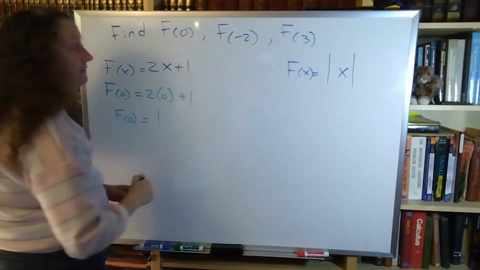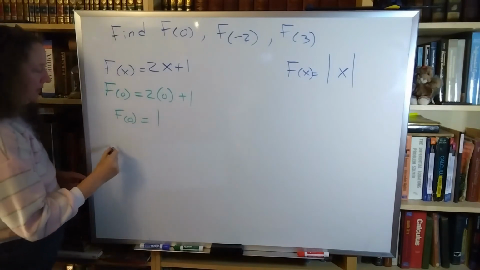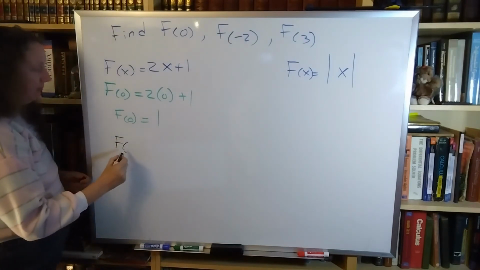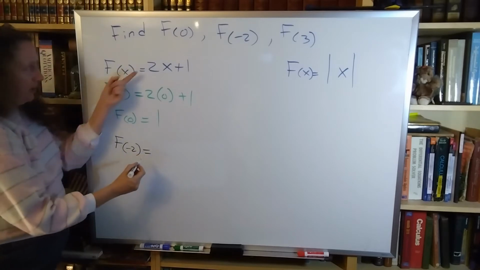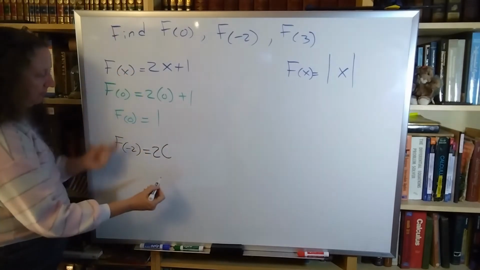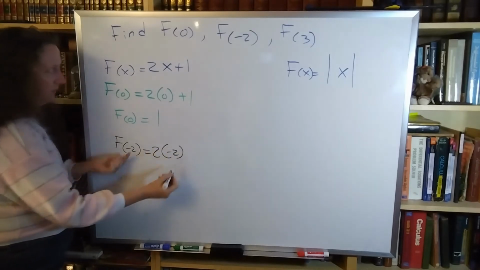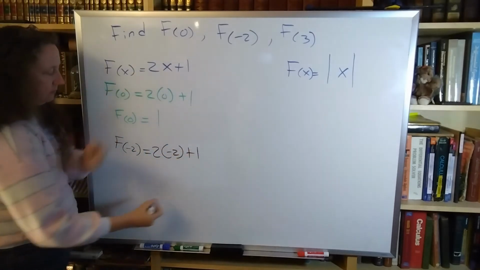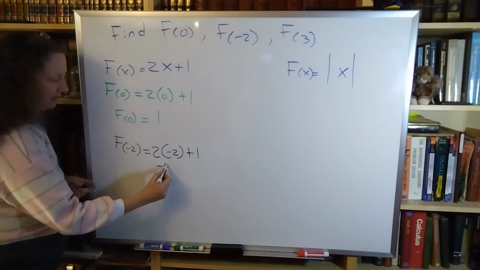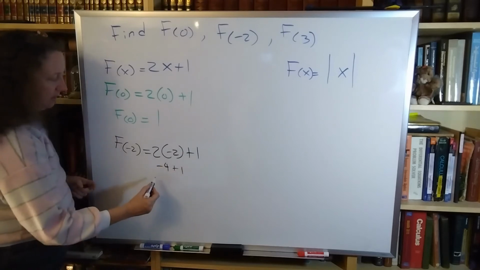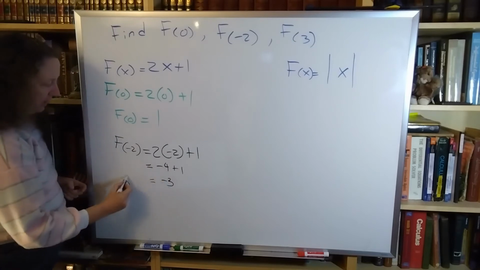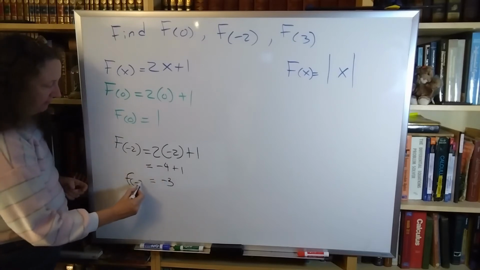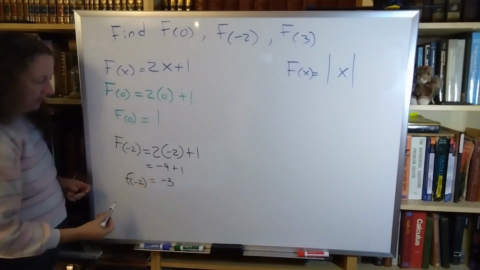Doing that with f of negative 2. So I have the function name is f, I'm replacing it with a negative 2. My equation is 2 times negative 2 plus 1. So that's giving me negative 4 plus 1, which gives me negative 3. So f of negative 2 is negative 3.